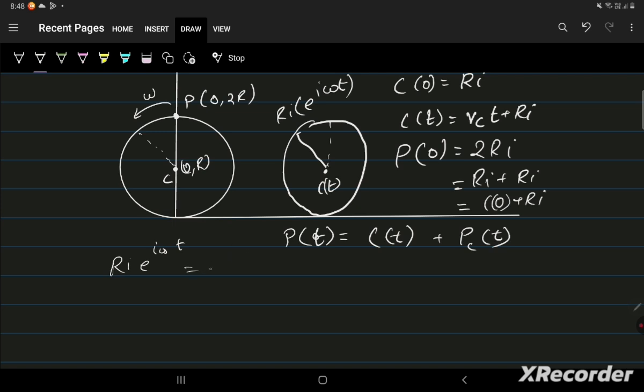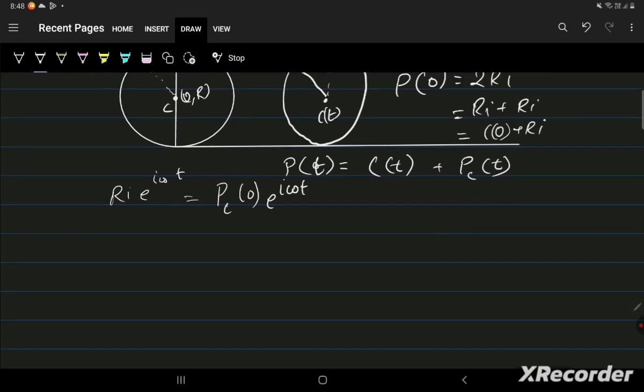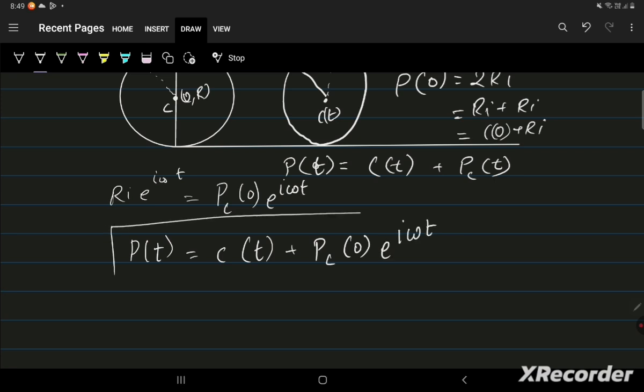So I can say that the position of point P at a given time t can be written as the position of point C at a given time t plus the position of point P with respect to C at time 0, multiplied by e to the iota omega t. This is the key concept behind this problem.